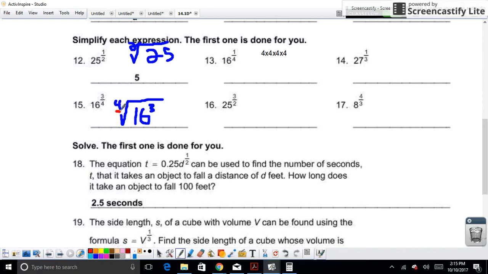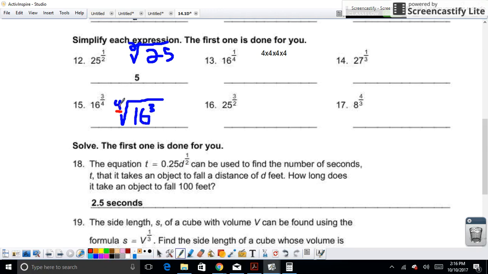Now you can either do the fourth root of 16 first, and then take that answer and raise it to the third power. Or you can take care of the 3 first and then go back and do the fourth root. Either way, you will get the same answer. What I feel like will be the easier way here, because 16 to the third power is some large number, so I'm not going to deal with that 3 yet. Let's start with the 4.